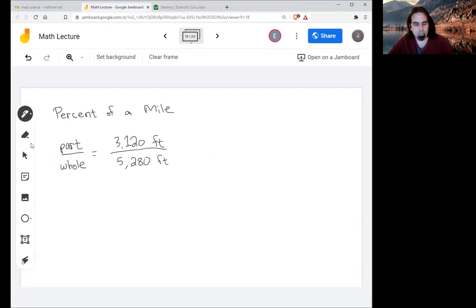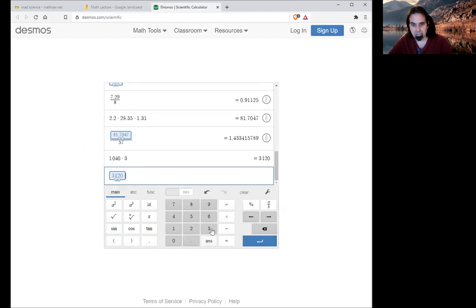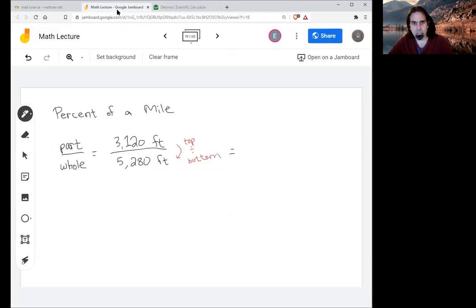So there we go. Fraction makes division, right? Top divided by bottom. And I get 0.59, more or less. I'm rounding. So that's a nice number, but it's not what they asked for. What's my last step?